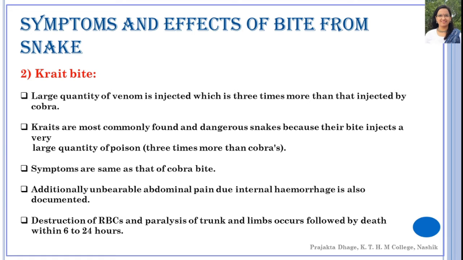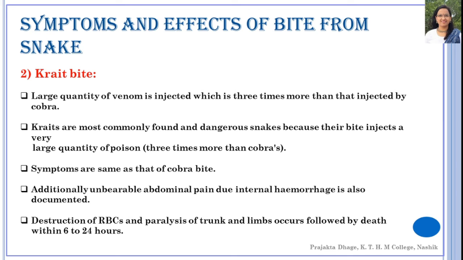Additionally, there are certain symptoms, such as unbearable abdominal pain, which is basically due to internal hemorrhage. Then there is destruction of RBCs, and paralysis of the trunk and limb occurs, followed by death within 6 to 24 hours of the bite.